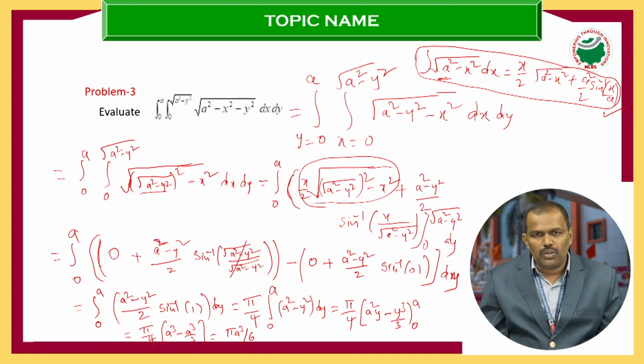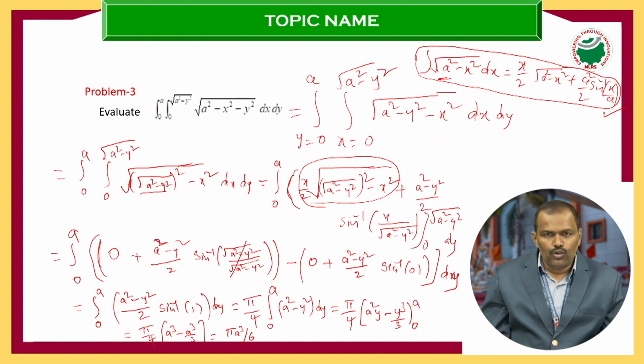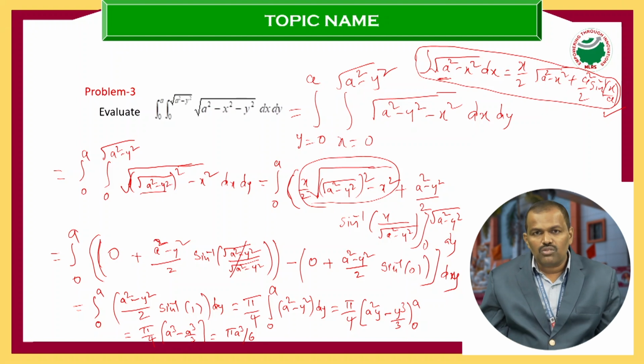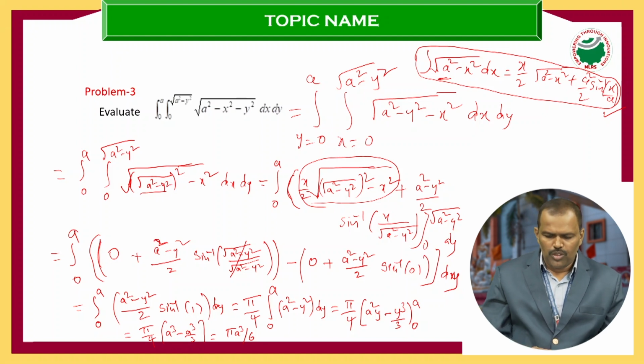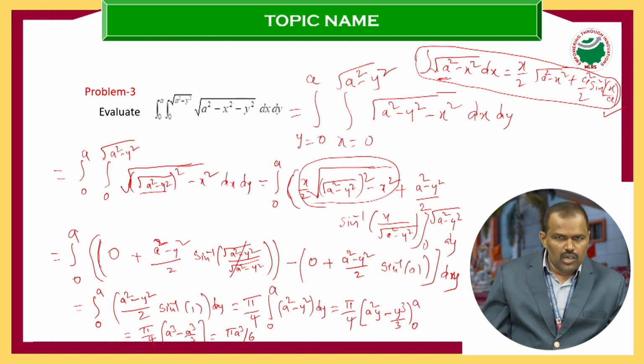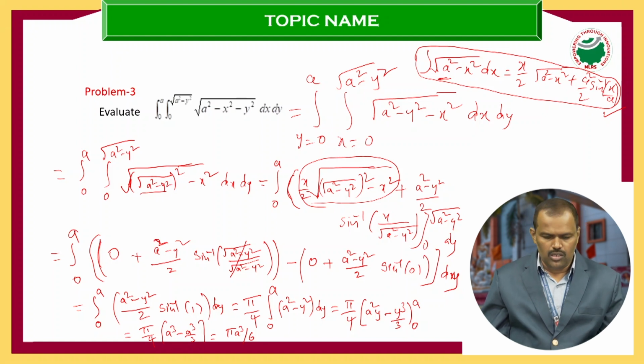Now it's time for doing with respect to y. So that is pi by 4 into integral of 0 to a, integral of a square dy. That becomes a square y minus integral of y square, which is y cube by 3, 0 to a. When I apply the limits of upper and lower, first the upper limit in place of y, I wrote a. So that is a square into a, a cube minus a cube by 3, that is 2a cube by 3. Already pi by 4 is there. 2 in 4, 2 times cancel. 2 3s are 6. Pi a cube by 6. That is the answer.